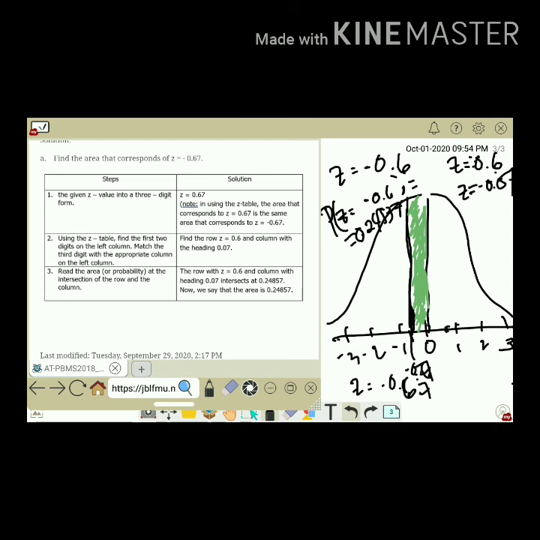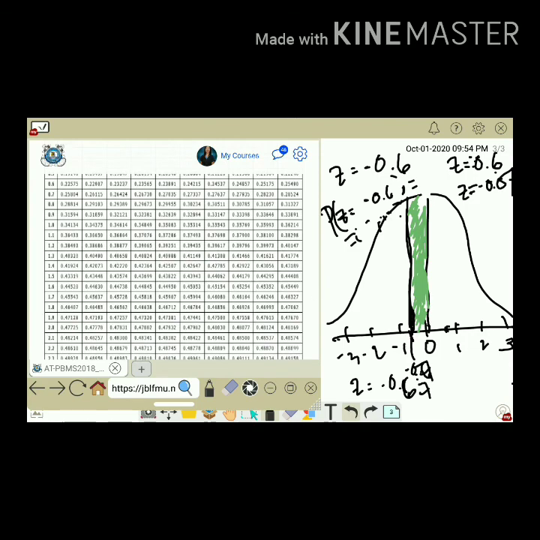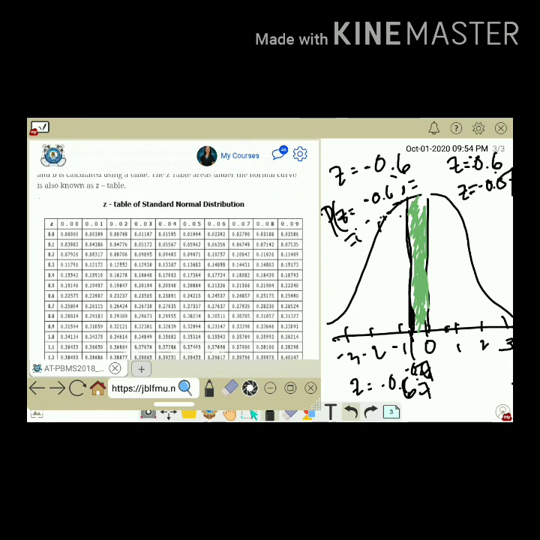Okay, let us check that one again. That is 0.67. So check this one, 0.67. Of course, 0.6 and 0.07. So the intersection, this one and this one, that is 0.24857. Okay?